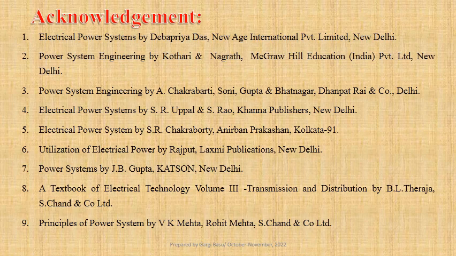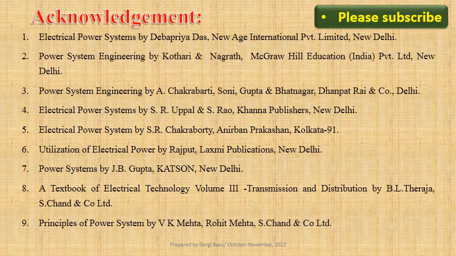By solving this problem, we have learned how to determine generalized constants A, B, C and D of a three-phase medium length transmission line based on its nominal T equivalent circuit when values of transmission line parameters are given. We have also learned how to compute percentage voltage regulation of this line using those constants when load details are given. Hope this lecture has been useful for you.